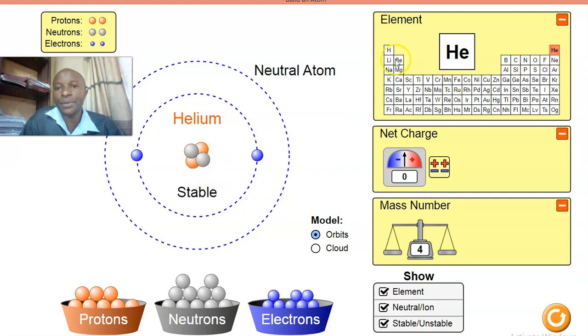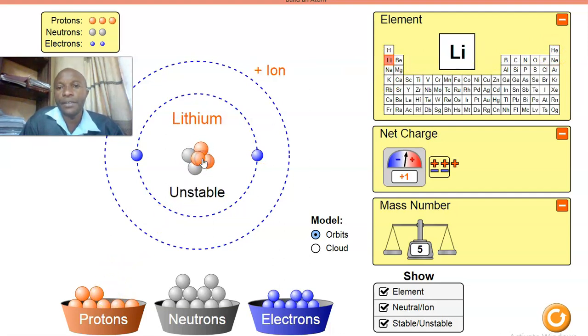Can go to the next, and you can see that as you're creating the atom here, the periodic table is also changing. So let's maybe try the next one and see. That goes to lithium, and this is a lithium ion. So we pick an electron and release it, and now we have a lithium neutral atom.